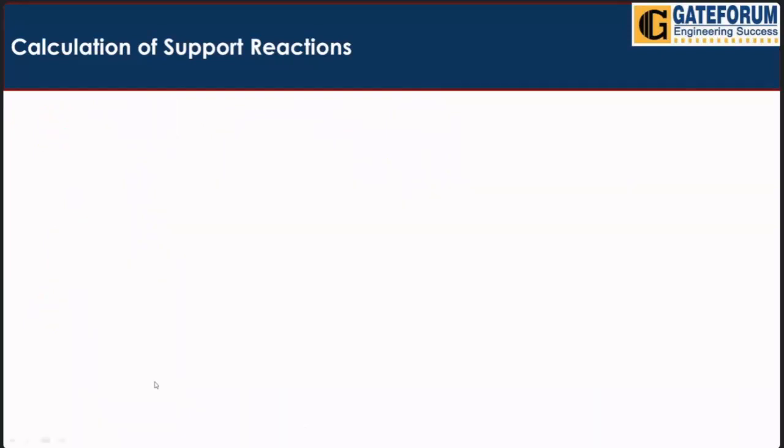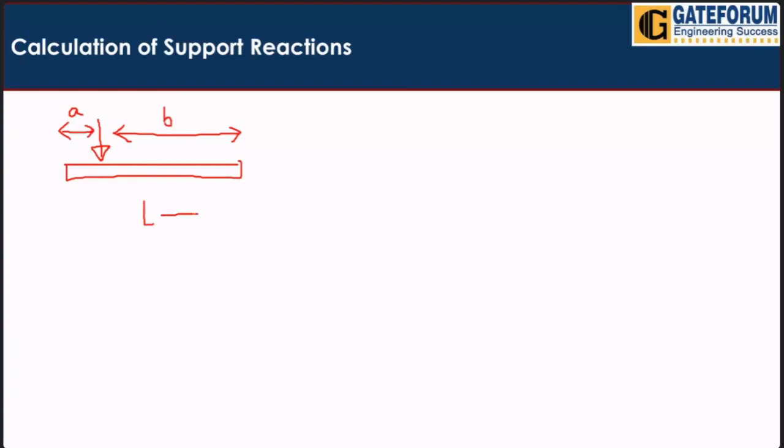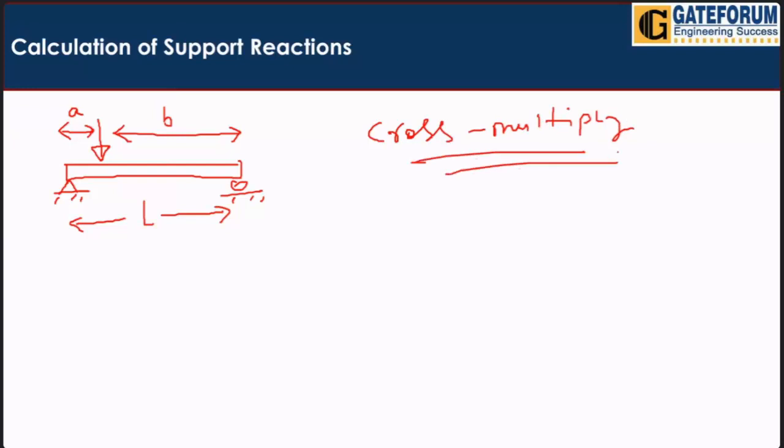Suppose the point load is not symmetrical, and is not at the center. It is acting at a distance of A from one support and at a distance of B from the other, and the total length is L. So how can we get the reactions? Very simple: cross multiply. Here we have the cross multiply shortcut.